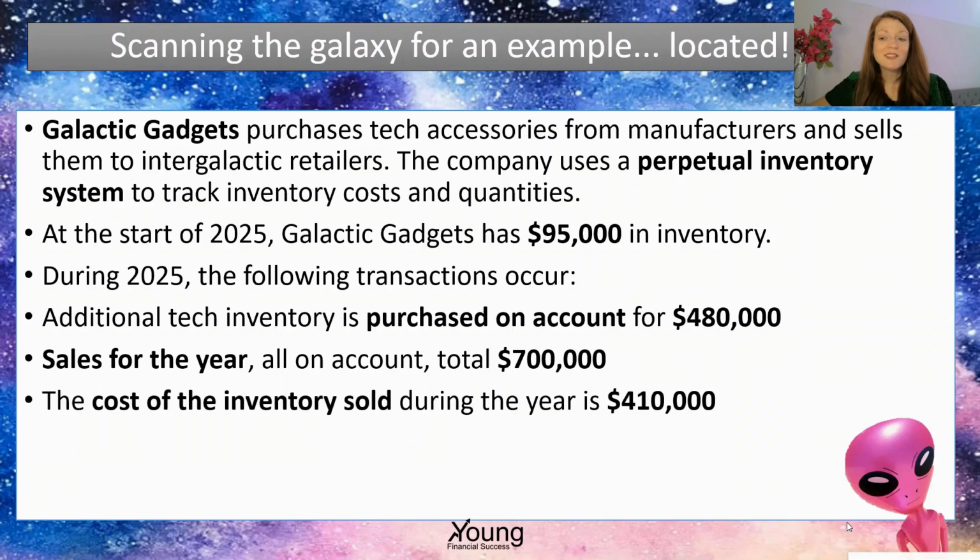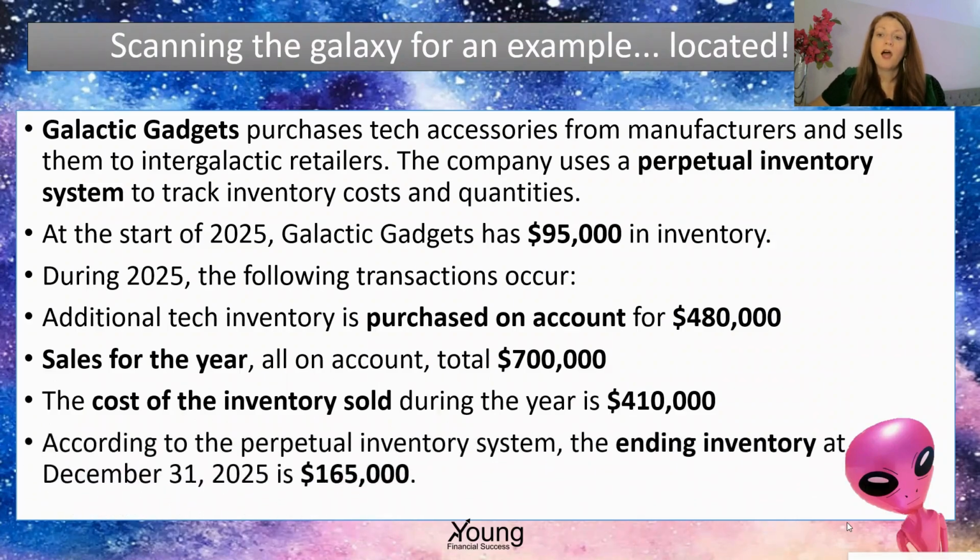But what is the cost of it? The cost of the inventory sold was 410,000. That means we got rid of that inventory, we moved it to cost of goods sold, so we would be crediting inventory for 410,000. According to the perpetual inventory system, the ending inventory at December 31st, 2025 is 165,000. So if you took the debit for 95,000 plus the 480,000 of purchases, then you subtract out the 410,000, you should get 165,000.